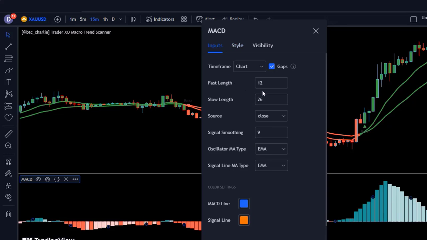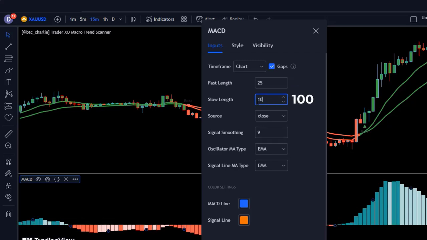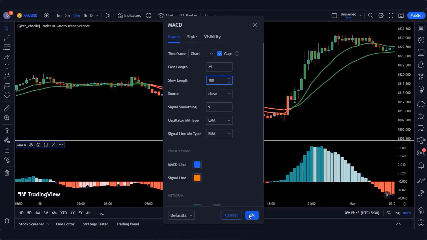Next we move to the input section and from there we change the fast length option to 25 and the slow length to 100. That's it. Now we can click on the OK and close the tab.